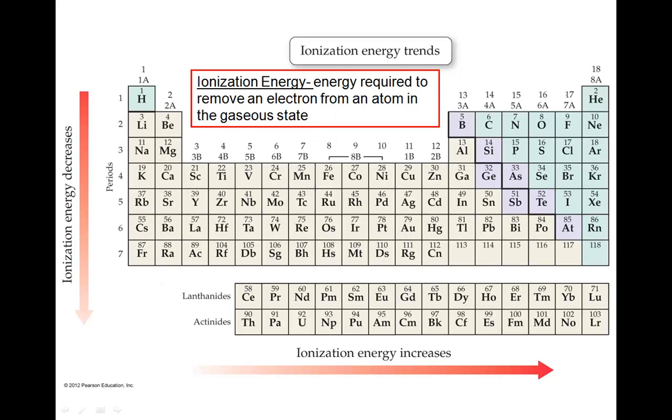Okay. Ionization energy. That's the next periodic trend we're going to look at. Ionization energy is the energy required to remove an electron from an atom in the gaseous state. Remember when we talked about all of our different electrons, as we increase from lithium down to neon, for instance, we're adding an electron every single time. So all of our atoms, except for hydrogen and helium, want to have 8 electrons in the outer shell.